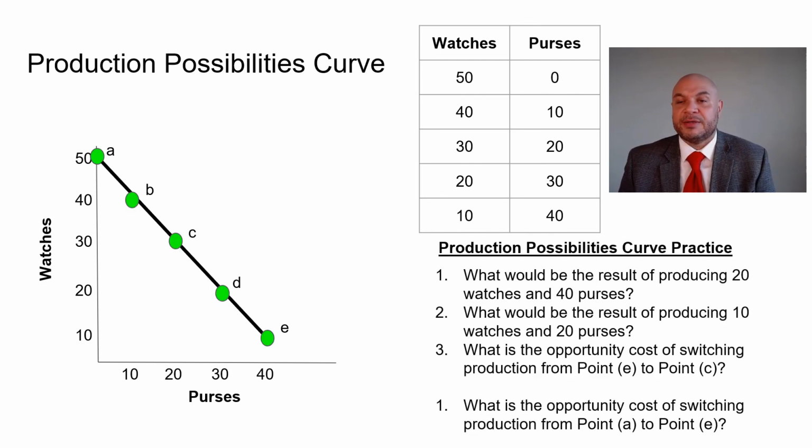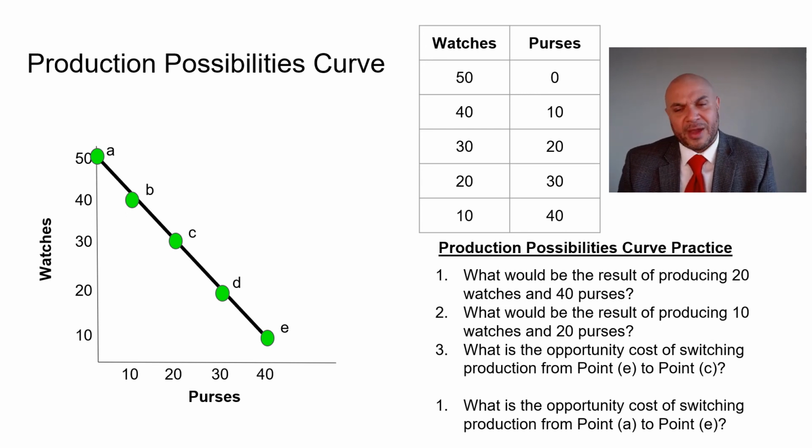All right, so I have some practice questions for you to go through these. Now, I'm going to pause the video. You should go ahead and pause the video at this particular point and go through these 4 questions. So number 1, what would be the result of producing 20 watches and 40 purses? Remember, there's only 3 possibilities. You're either producing efficiently, inefficiently, or it's an impossible or unattainable point, right? One of those 3, efficient, inefficient, unattainable.